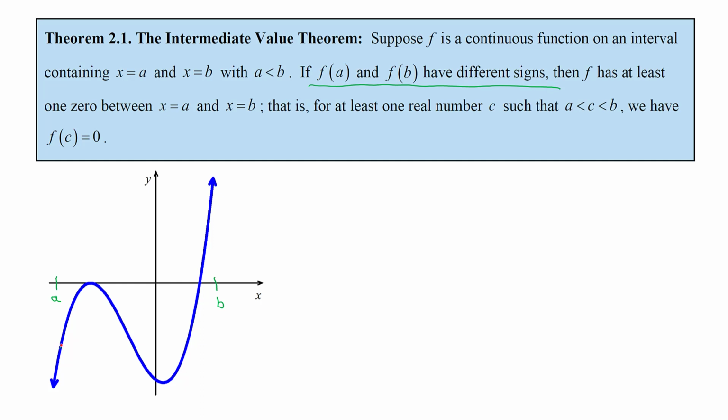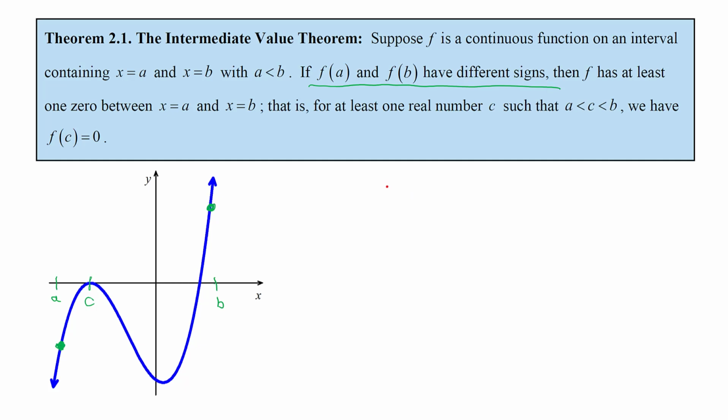So if you look here, if we plot the point a, f of a on our graph, f of a is negative. If I plot the point b, f of b on my graph, f of b is positive. So f of a and f of b have different signs. And what we're told here, if this is the case, then f has at least one zero between x equals a and x equals b. That is, for at least one real number c such that a is less than c is less than b, we have f of c equals 0. You can see such a point does exist here. There is a point c such that f of c equals 0.